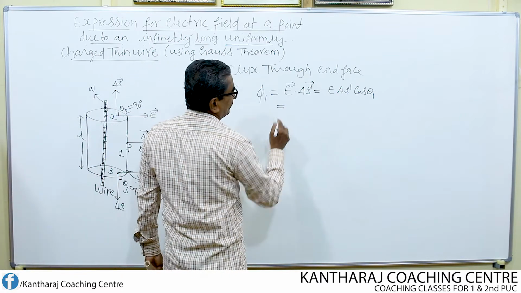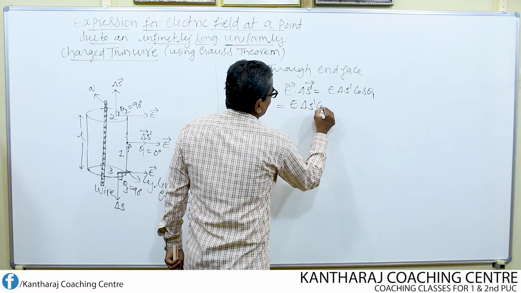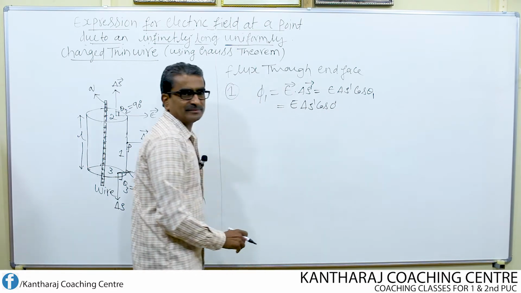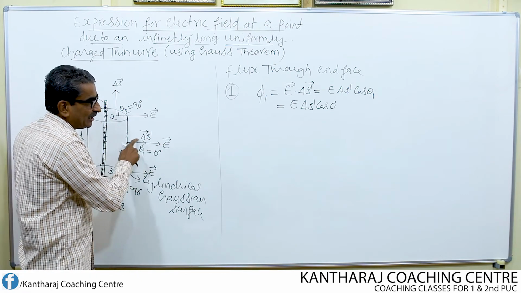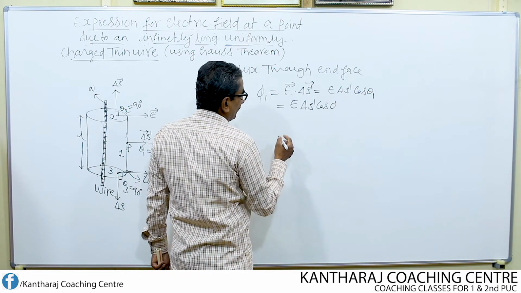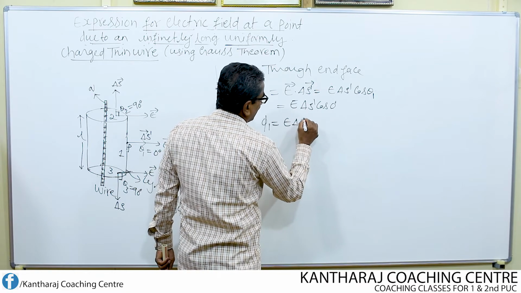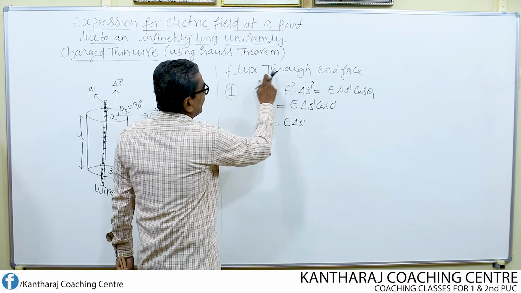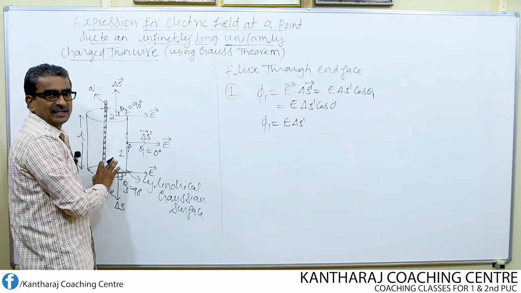So it's given by E into delta S dash cos 0 degree, because delta S dash and electric field are parallel to each other. Therefore, theta is equal to 0. Then phi 1 is equal to E into delta S dash. Similarly, flux through end phase 2 and end phase 3 are identical.